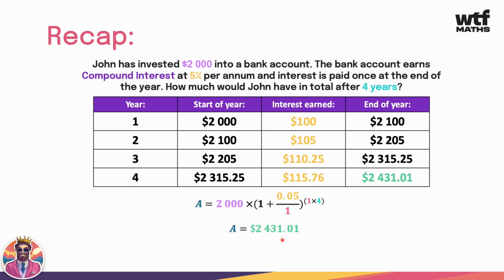So instead of creating a table for any problem you have to do, all you have to use is this handy dandy formula. So the principal was 2,000, the rate was 0.05, compounding was annual, and it was 4 years, and we got the exact same answer. So the formula is really useful for jumping ahead and finding a future value.